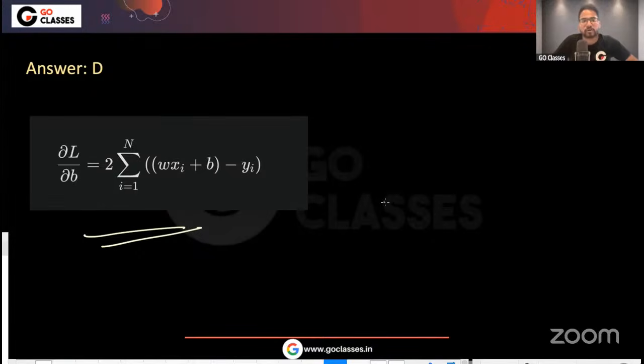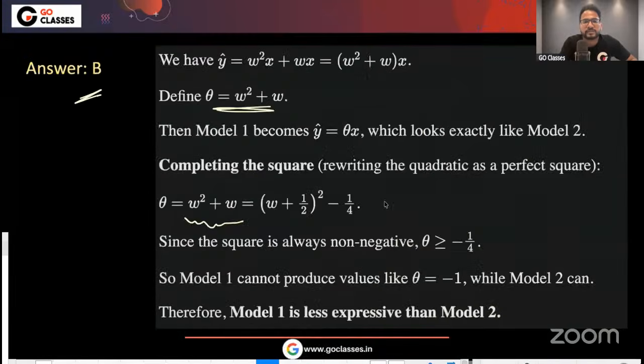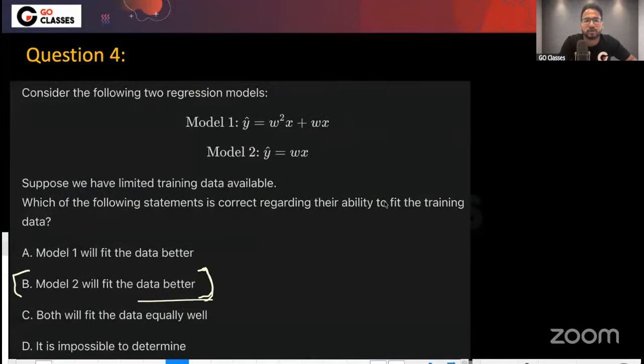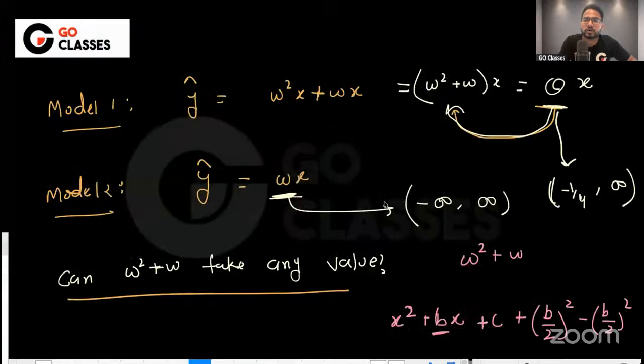Okay, I hope you understood this. Now, if you are getting confused in question number 4, then I feel B is the correct answer. Although in that resource C was given, I feel B is the correct answer, because model 1 is somehow restricted. You cannot have all the possibilities in model 1. That is the reason.